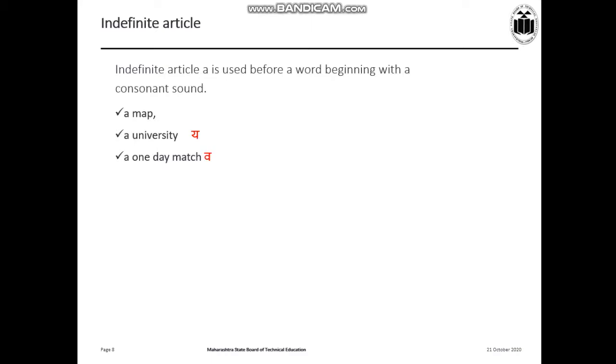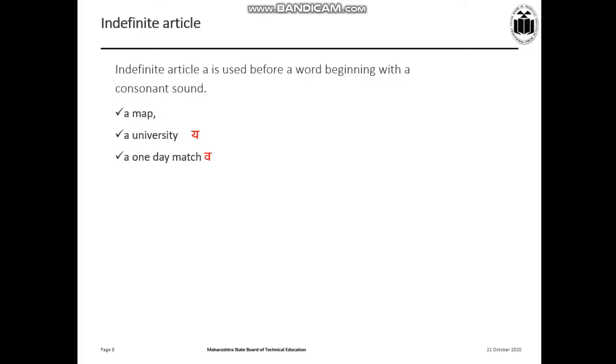Indefinite article a is used before a word beginning with a consonant sound. Just now I told you. Suppose look at these words: a map, a university, a one-day match. Look at the word a map. Map starts with the sound m. That means it is a consonant. So in front of the consonant sound we use a.